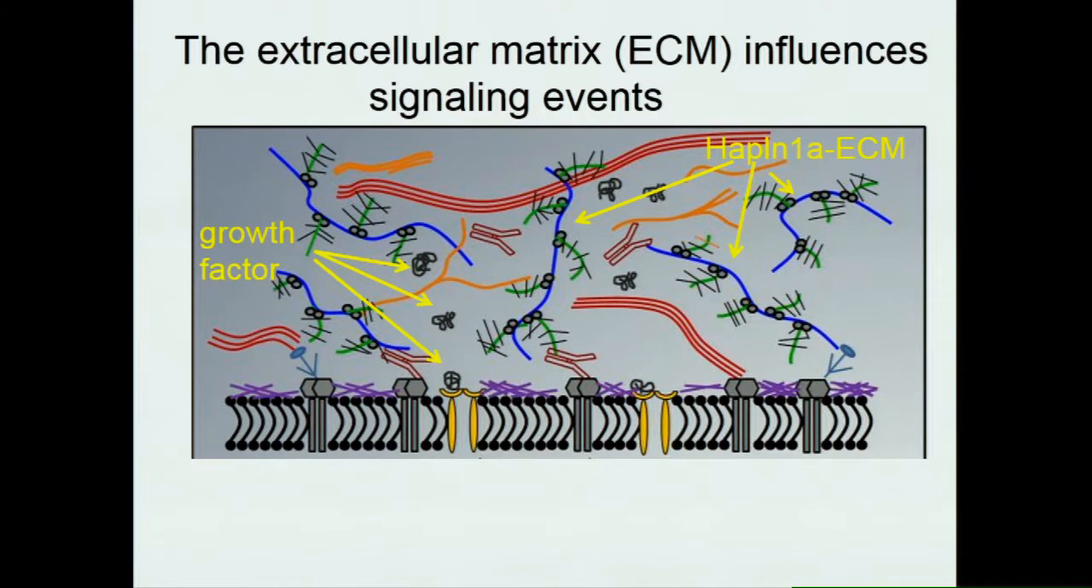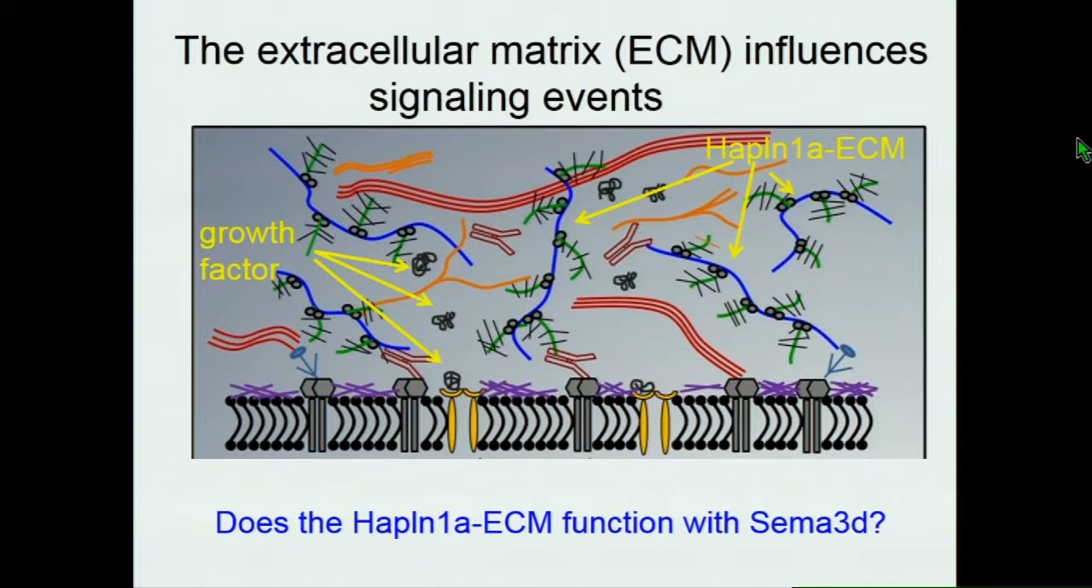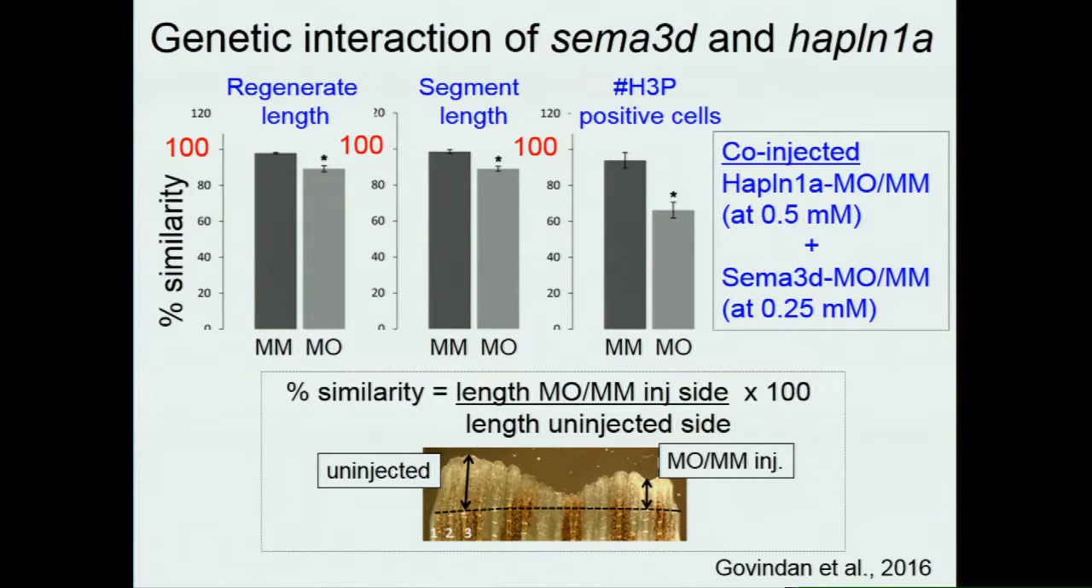and cancer. So because the Hapln1a extracellular matrix and Sema3d as a secreted growth factor are both located in a common extracellular space, we wondered if the Hapln1a extracellular matrix might function with Sema3d. Okay, so to test that, we first looked for evidence of synergy between Hapln1a and Sema3d gene products.